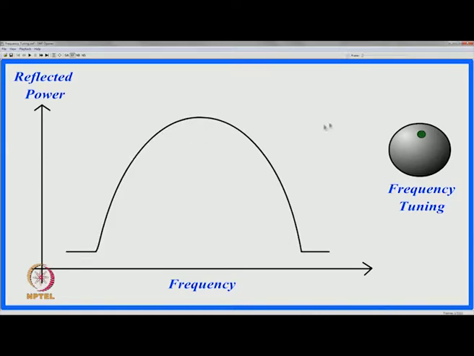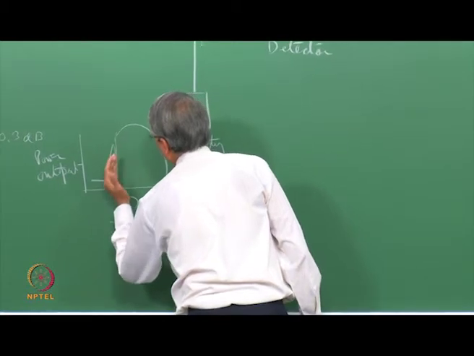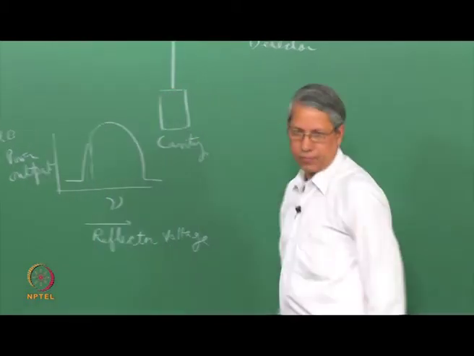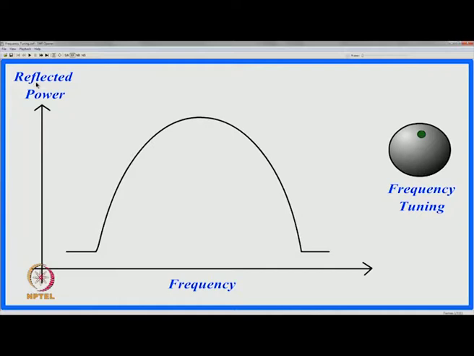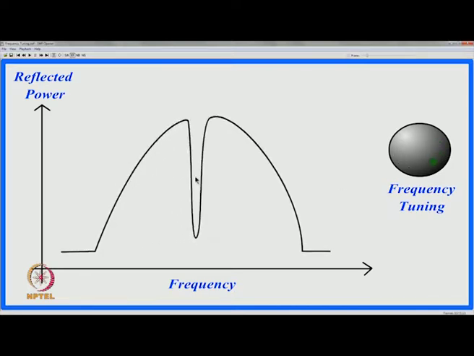Now, let us try to tune the frequency of the klystron and see that we get a pattern of this kind, where the microwave power is not reflected from the cavity. So, turning the frequency tuning knob and it is going through, and here the dip is seen. So, this frequency therefore corresponds to the frequency of the cavity.